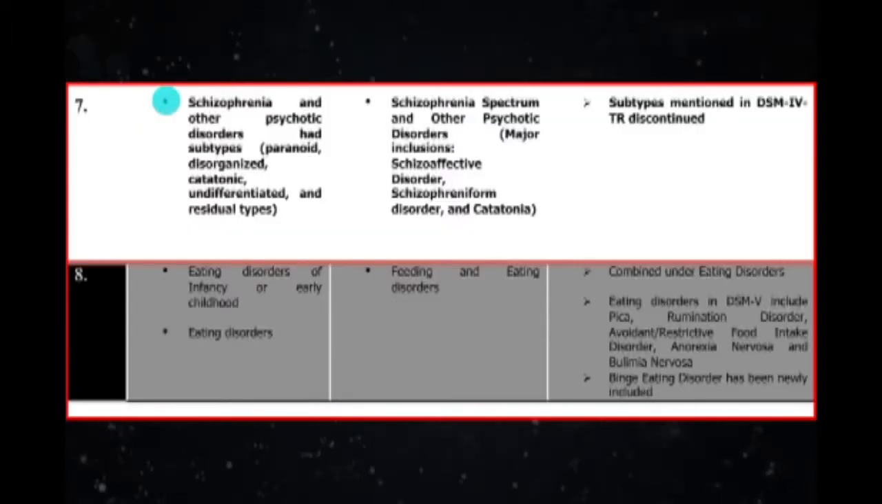Schizophrenia and other psychotic disorders with subtypes were discussed in DSM-4 TR. Schizophrenia spectrum and other psychotic disorders were discussed in DSM-5. Feeding and eating disorders of infancy and early childhood were discussed in DSM-4 TR. Eating disorders were discussed in DSM-5. So these were the major changes, and the table which has been demonstrated to you clearly shows how they both differentiated with each other.